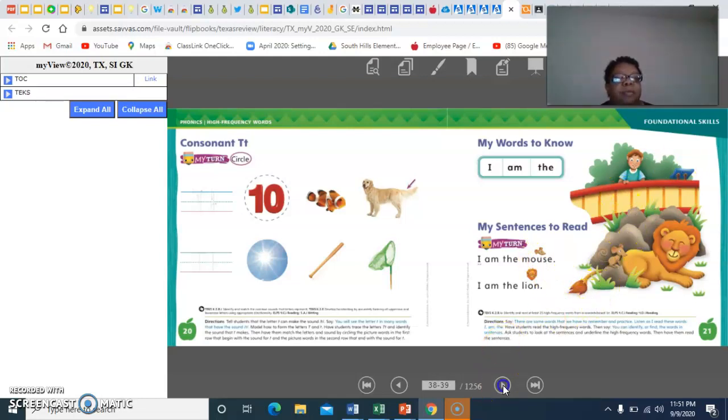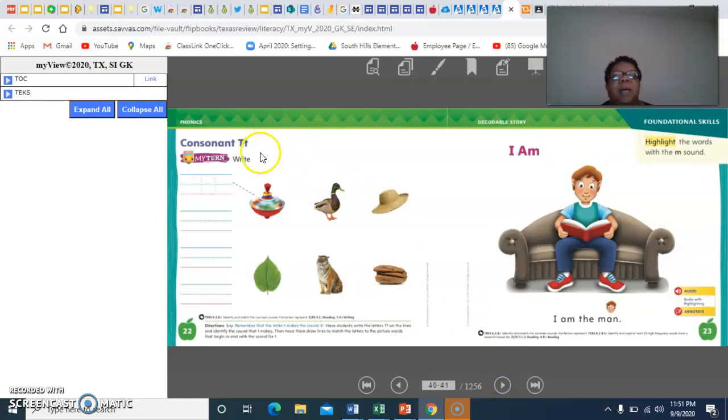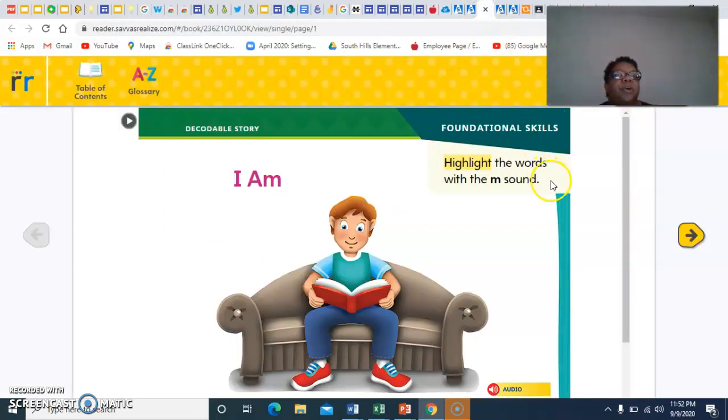Then we have the next page. It talks about the letter T again, and so it'll tell you to either circle the picture or maybe draw a line to the picture. So you have to check at the bottom what it's asking you to do, but it's still working on letter T. And so remember, always practice your sounds so that you'll be able to remember your sounds quickly. Then we have a story that I'm going to read in just a minute called I Am. Okay, so I'm going to change my screen. And if you notice, that was in your workbook. So this will be a book that you'll be able to practice in your workbook.